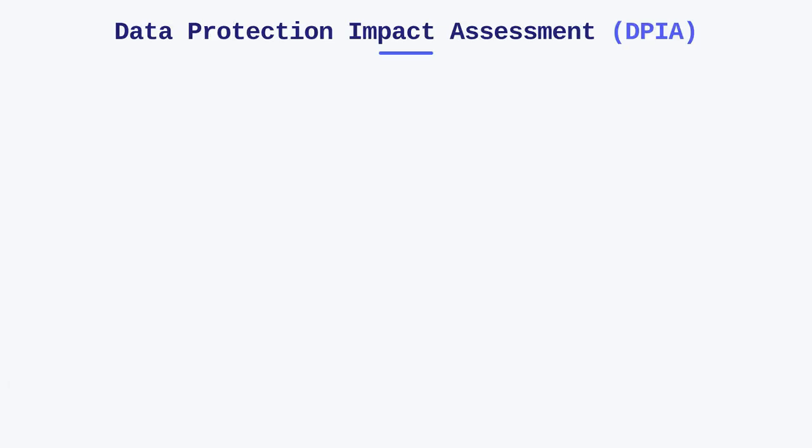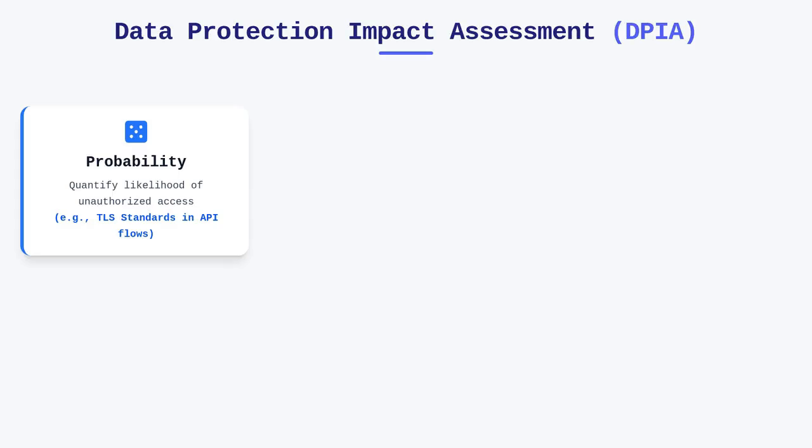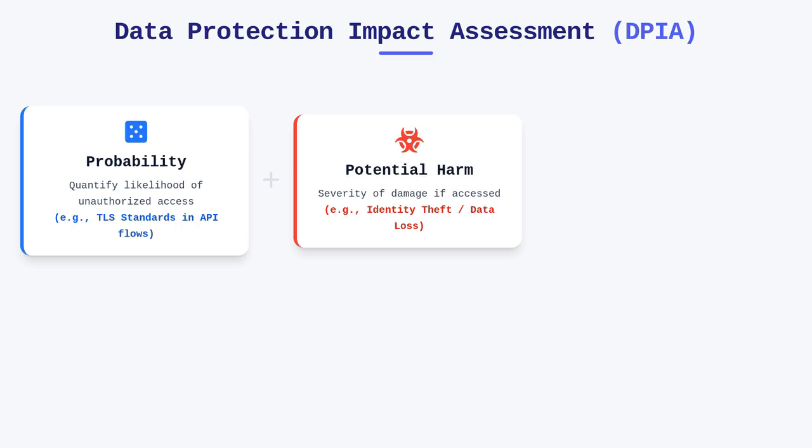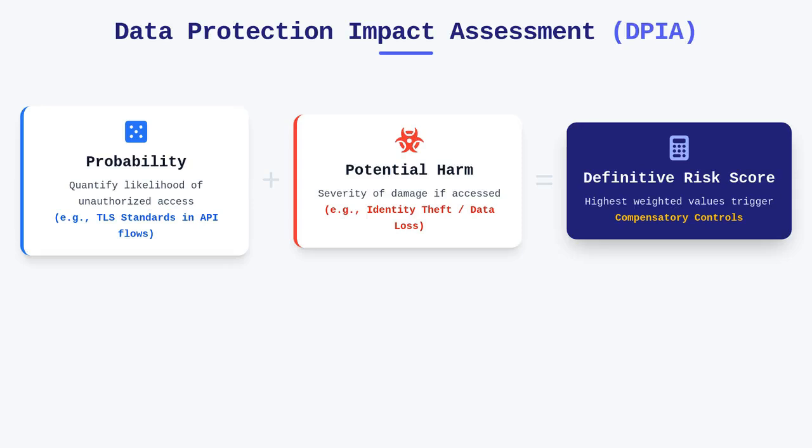Moving into the formal Data Protection Impact Assessment, or DPIA, we transition toward calculating definitive risk scores based on a combination of probability and potential harm. You should approach this by quantifying the likelihood of an unauthorized access event against the severity of the damage that would occur if the data were accessed. For instance, if you were analyzing an API telemetry flow, calculate the probability of interception by assessing the transport layer security standards in place. If the potential harm includes large-scale identity theft or permanent loss of data integrity, the risk score must reflect the highest weighted value, triggering a requirement for compensatory controls.